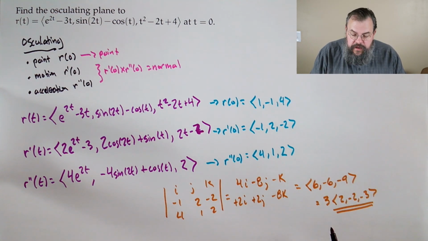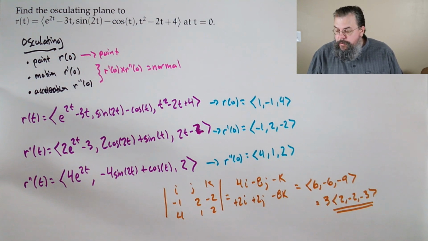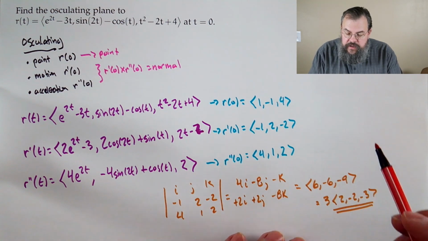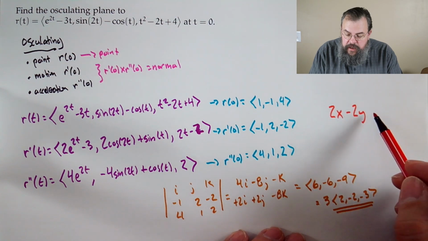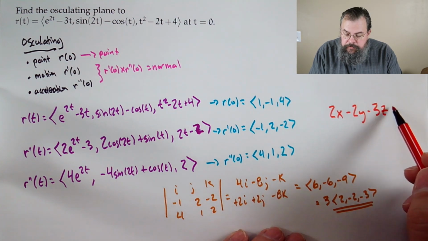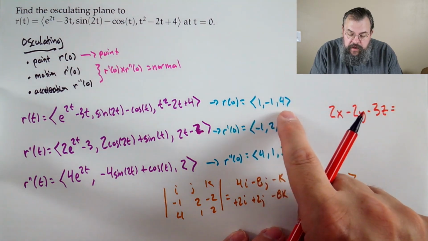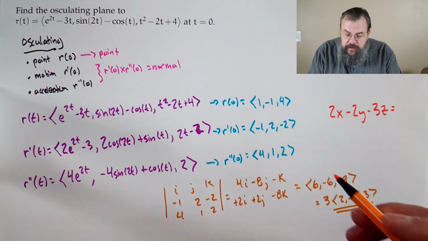Now we have our normal, we have our point, and we're almost done. We're almost done with this problem. What do we do? Well, these will represent our coefficients. So 2x minus 2y minus 3z equals. Now we use the point here. So do a little bit of computation when we plug in our values.